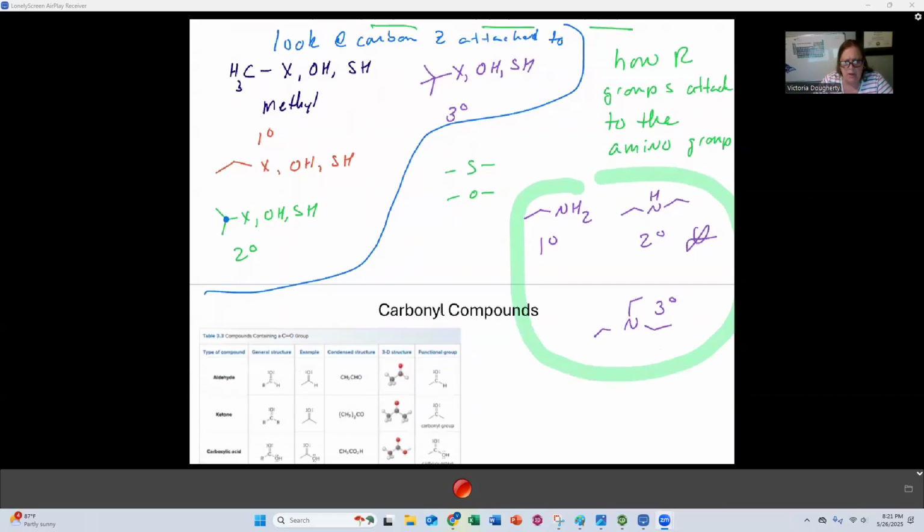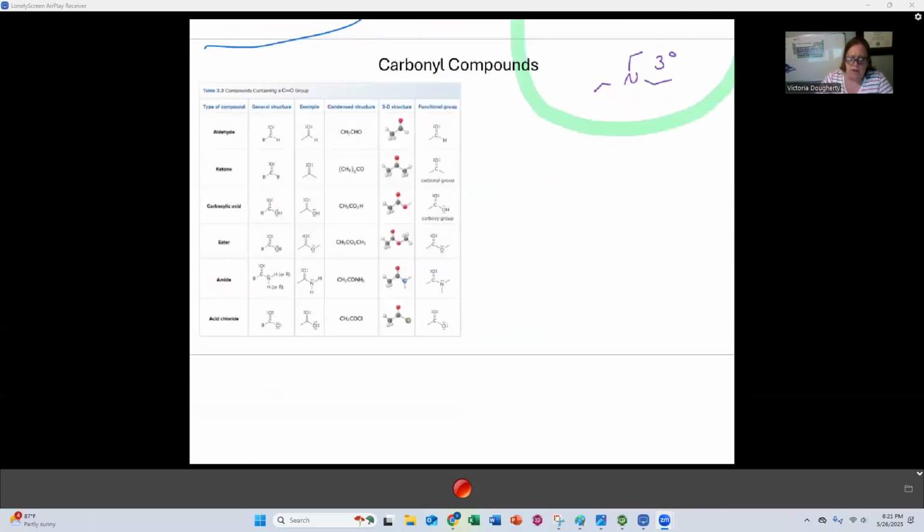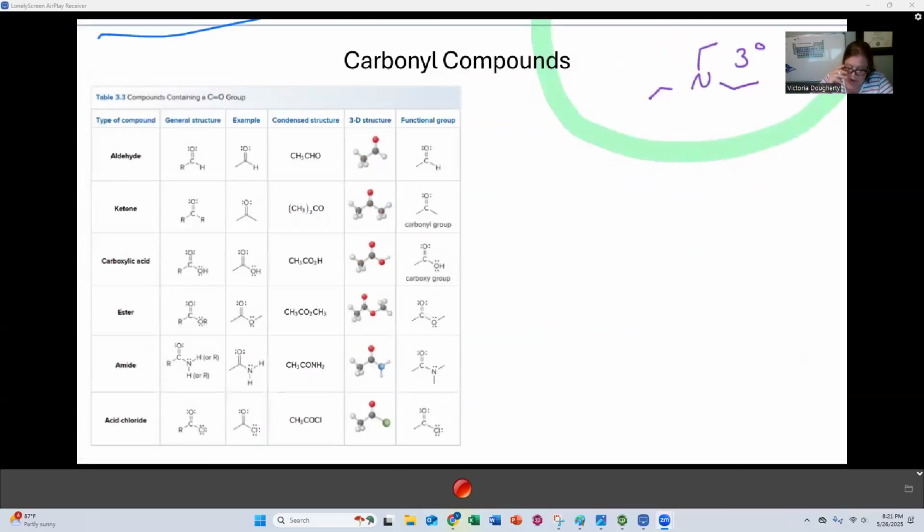The next classification of compounds are called carbonyl compounds. And they have this generic type of a structure where this could be an H, an R, an N, an OH, an OR, an NH. I'm sorry, NH. I should put that over here.